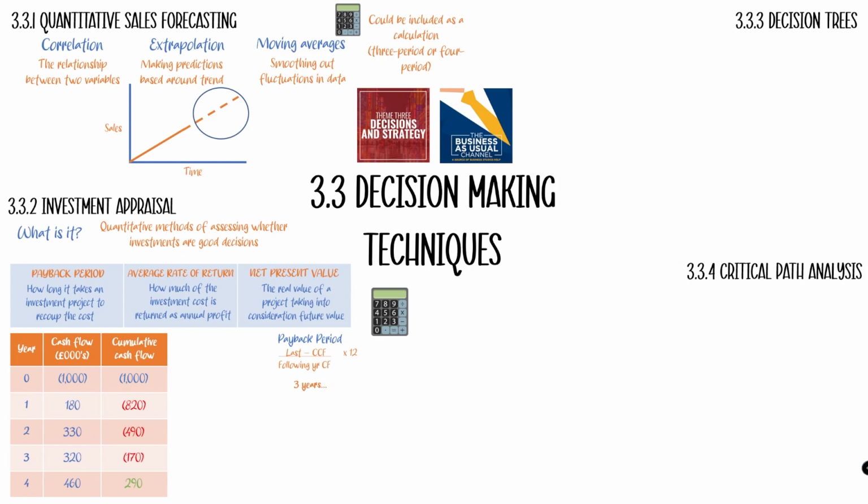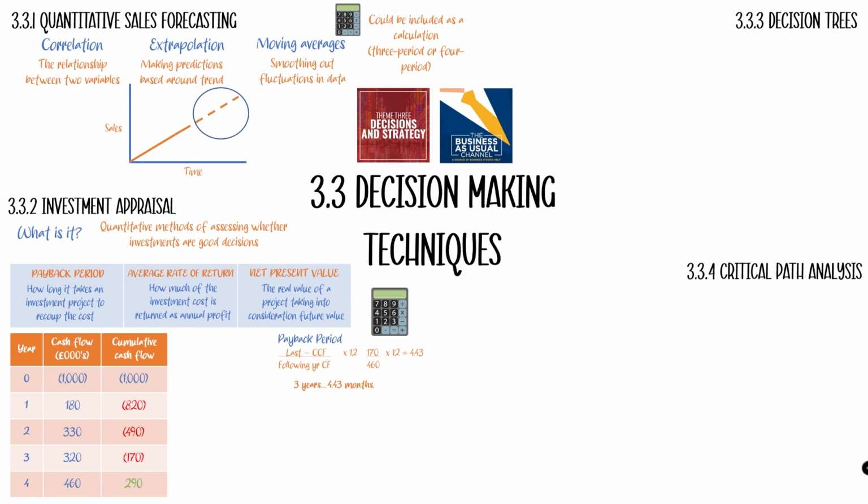So if we need to make 170 during the 4th year to reach payback, and we make 460, effectively we're working out how far into that £460,000 we reached 170. So we take the last negative cumulative cash flow, 170, divided by 460, and times it by 12. The reason we times it by 12 is to figure it out in months. 170 over 460 times 12 is 4.43. So that means it's 4.43 months through the 4th year. So the payback period is 3 years, 4.43 months.